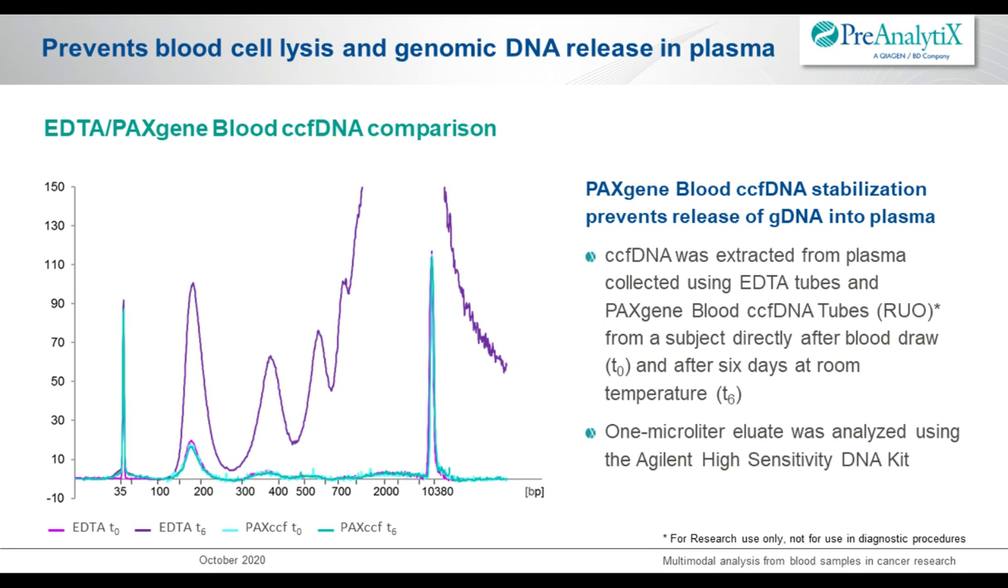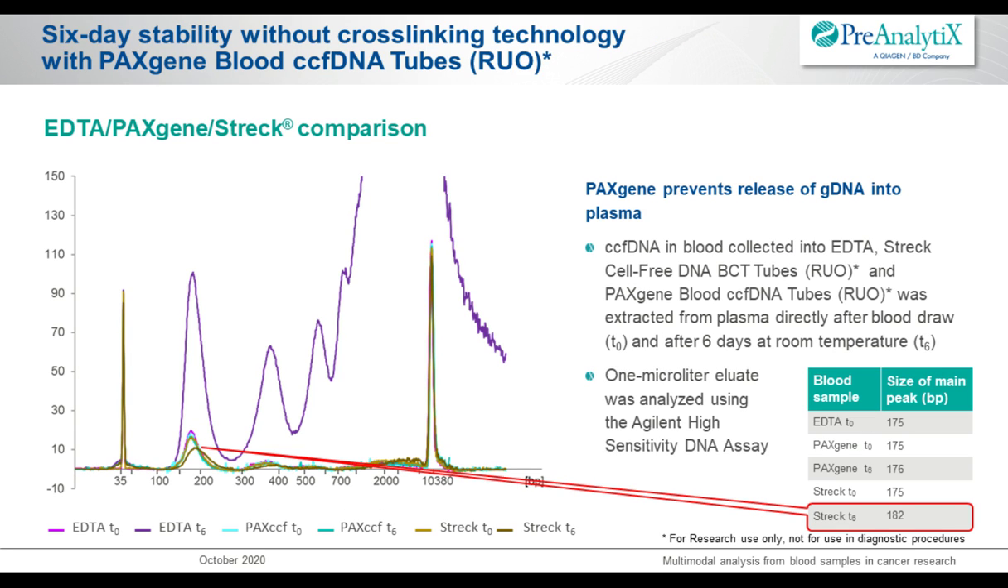And what you can see here is that the blood collection tube, the PAXgene tube, does its job. So you see no release of the DNA into the plasma in these bluish graphs. So the white blood cells are preserved by the stabilization solution.